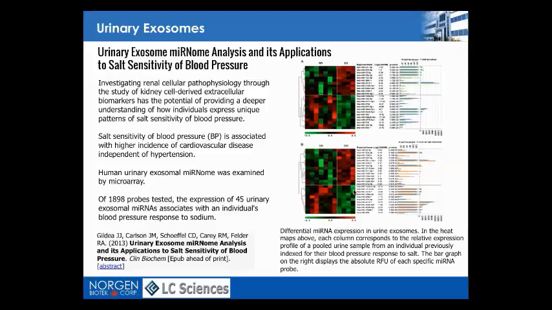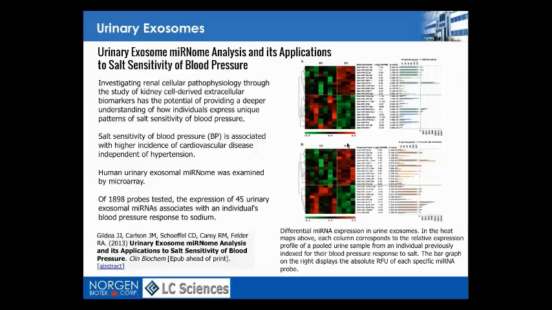Human urinary exosomal microRNA samples were sent to us, and we ran the arrays for them. This was done with miRBase version 18 back then, so we had just under 1,900 different microRNAs that were known at the time. Three different groups were profiled. You have the salt-resistant, labeled here as SR group, the salt-sensitive ones, labeled SS, and then the inverse salt-sensitive group, ISS, here to the right at the bottom.